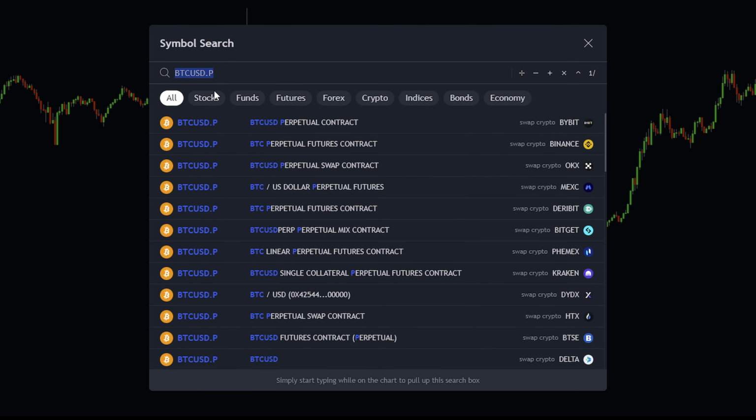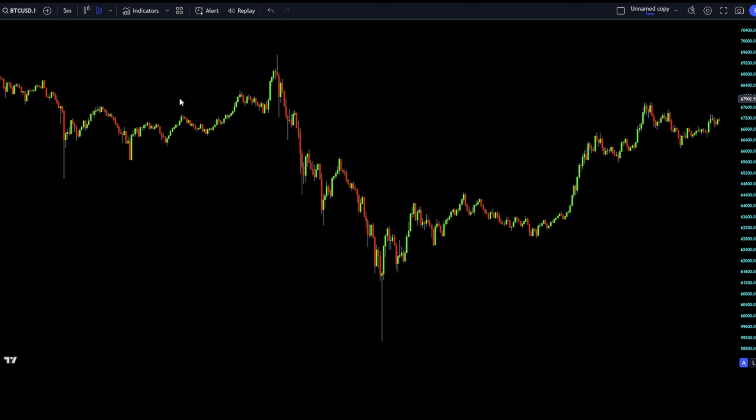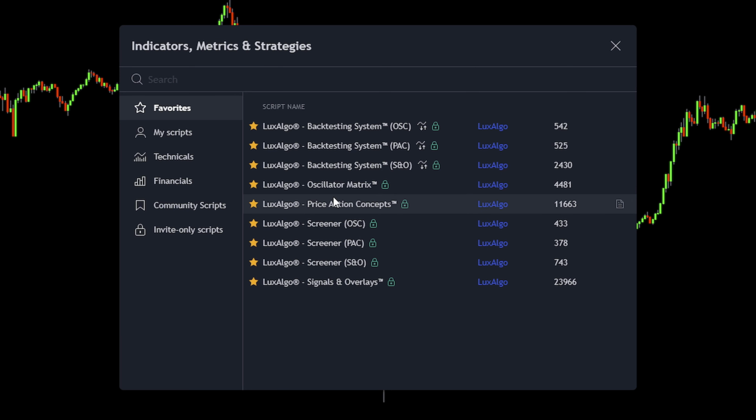Currently, we are looking at the price of Bitcoin USD on a 5-minute time frame. The strategy we're diving into today includes two key indicators. To kick things off, let's add the first one. You'll want to click on the Indicators tab and search for LuxAlgo Price Action Concepts. Go ahead and add this to your chart.